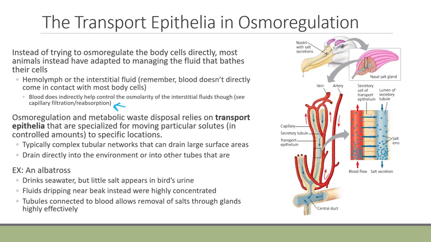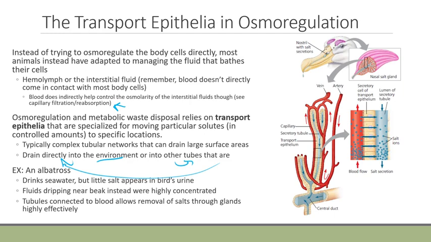Typically, this transport epithelia is just some complex tubular network to help drain fluids and get them either excreted out of the body directly to the external environment, or at least to some other tubes somewhere else that are going to drain it somewhere else. It gets bad wastes away from cells into something else so they can be replenished, and so those wastes can stop being a problem in your body.